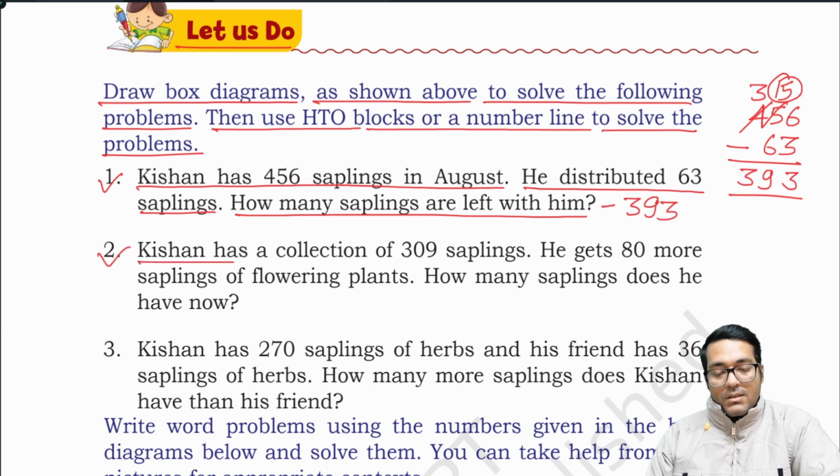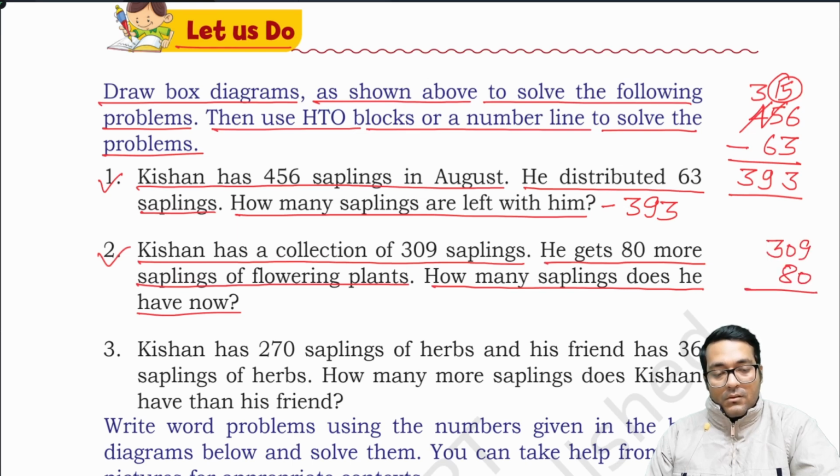2. Kisan has a collection of 309 saplings. He gets 80 more saplings of flowering plants. How many saplings does he have now? You have to add 80 to 309. Ones added to ones, tens added to tens, and hundreds to hundreds. The answer is 389.